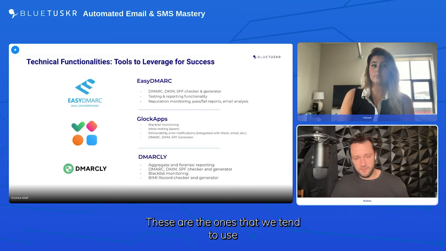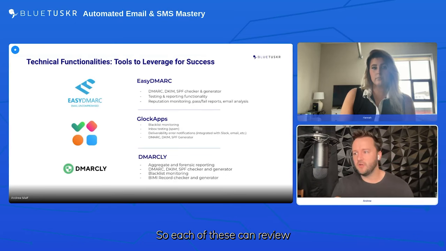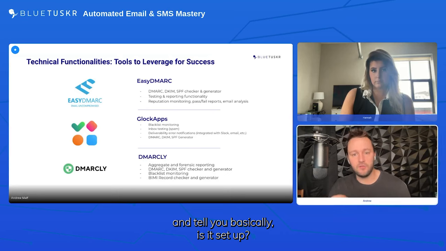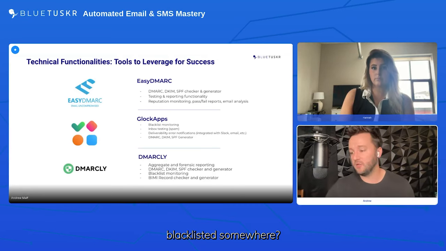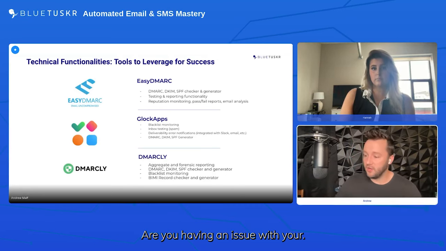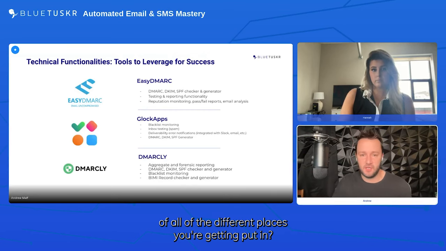These are the ones that we tend to use. Tested a few of them, but Easy DMARC, Glock Apps, and DMARCly. So each of these can review and tell you basically, is it set up? Is it not set up? Is it broken? Are you getting put in a spam box? Are you getting blacklisted somewhere? Are you whitelisted somewhere? Are you getting stuck in spam? What's the deliverability of all of the different places you're getting put in?